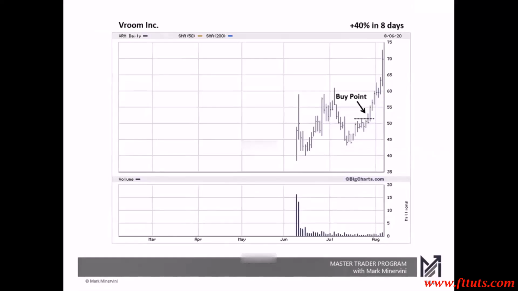But Room, for instance, VRM, this is relatively recent. It went up in just 8 days. It went up 40% from this little cheat area. But then again, after that, it wasn't much more in the tank, and since then it's just been horrible. So sometimes you get these quick trades out of them.